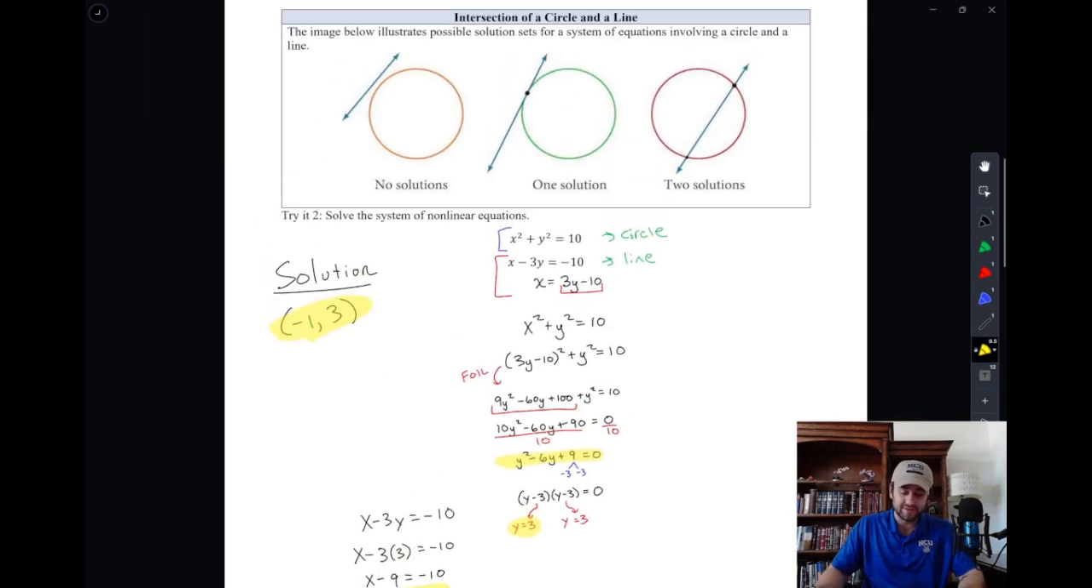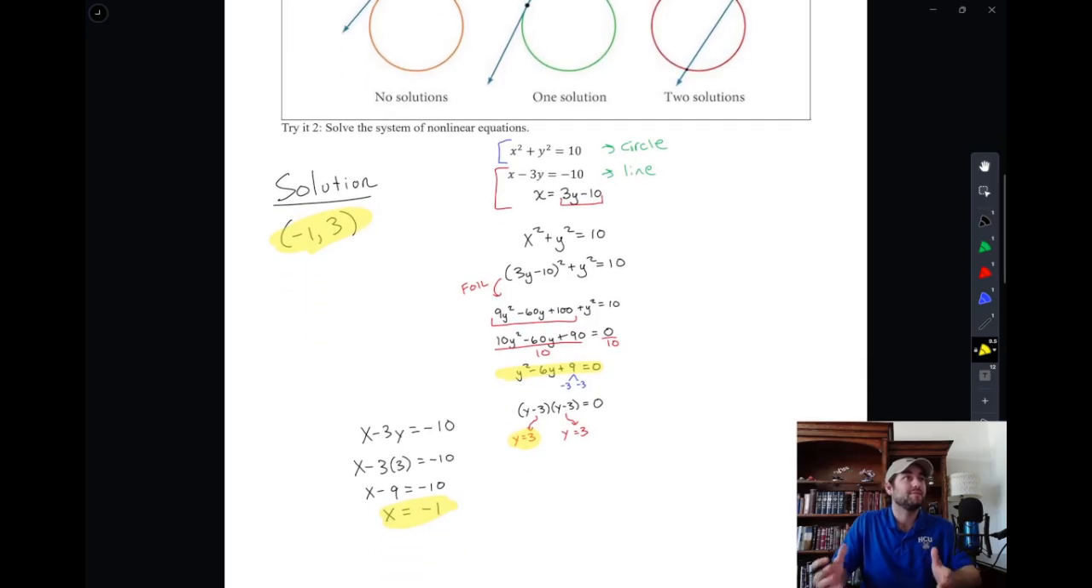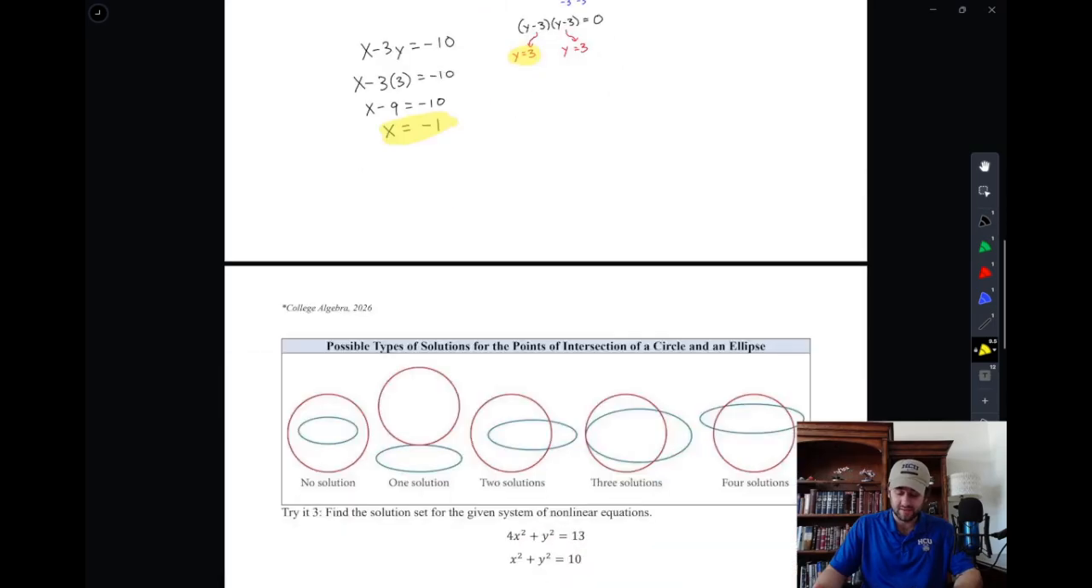And so from the pictures, this looks like the middle type, the type where there's one solution. It's a perfect tangent line to the circle. If you need to pause that and practice again or look at it, feel free to. We'll move on to try it 3, which is just another two types of graphs that are going to intersect.